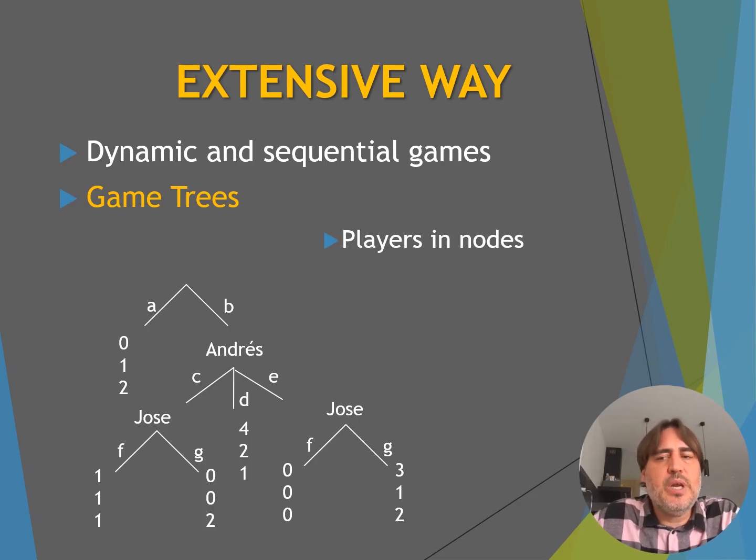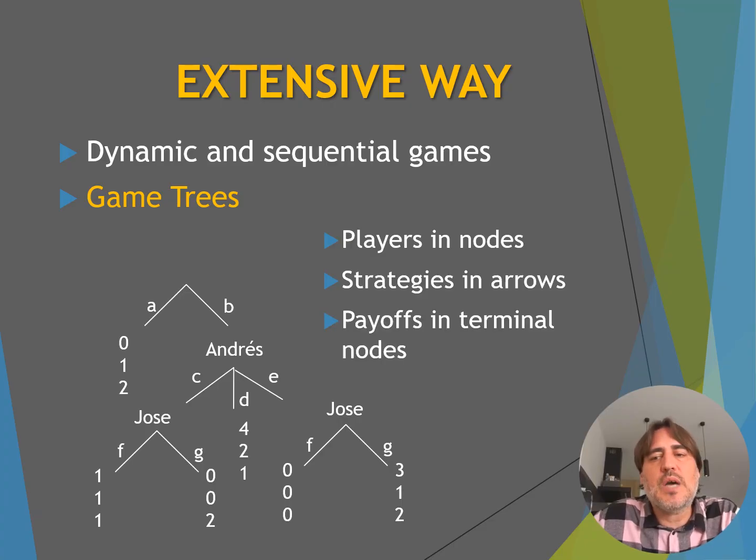In each node of the tree, a player is represented, while the branches correspond to the strategies of each player, and the final payoff is shown at the end of each branch, on the leaves of the tree, or in the terminal nodes of the tree. As in the case of the matrix, the first number of the payoff corresponds always to the first player, and so on. Let's look at the following example to better understand this extensive way of representation of any game.